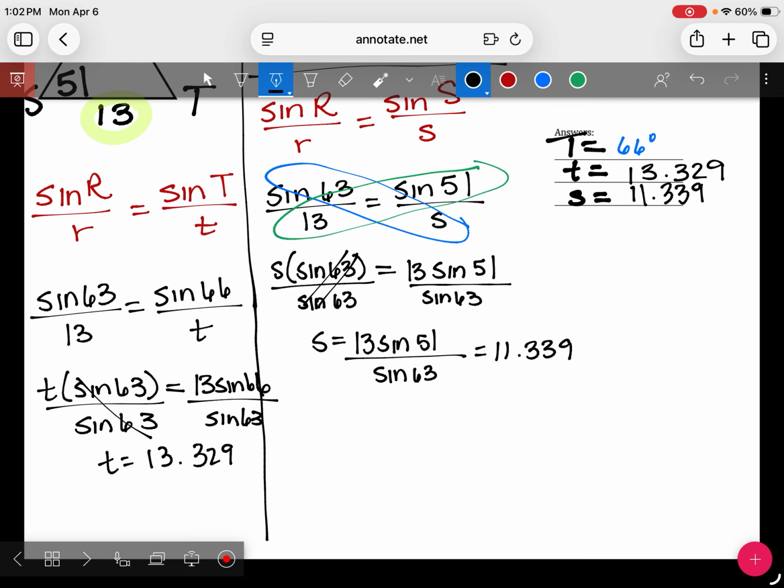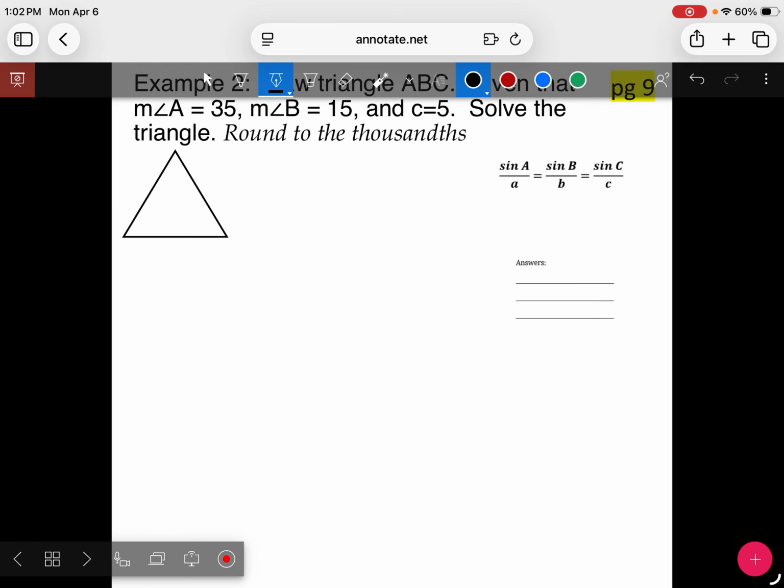And that's the law of sines. That's it. Again, if you're using it though, you have to know one pair. You have to know an angle and a side. Wednesday we'll start law of cosines. That's different. Alrighty. Let's move on to the next one.